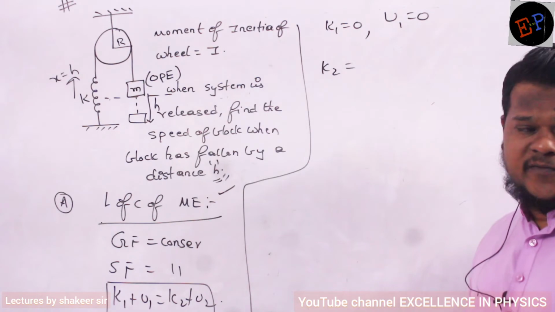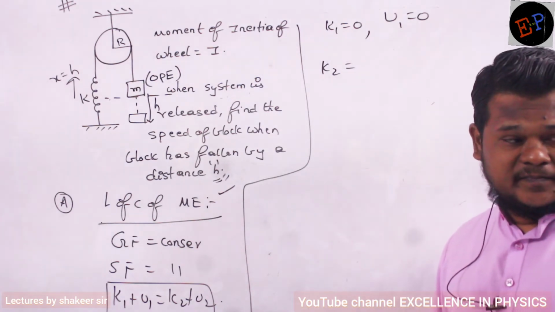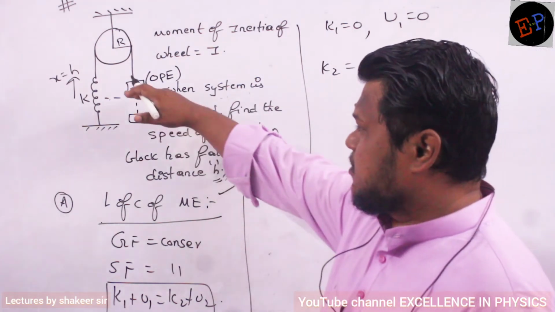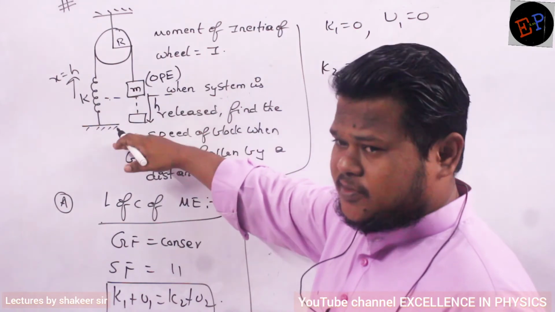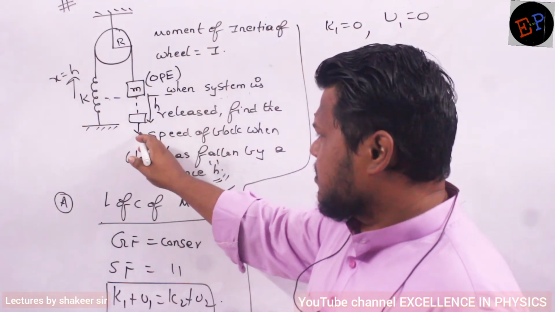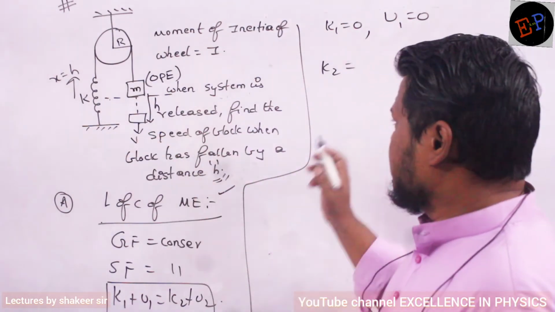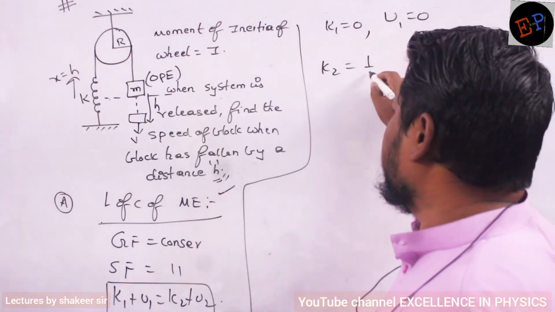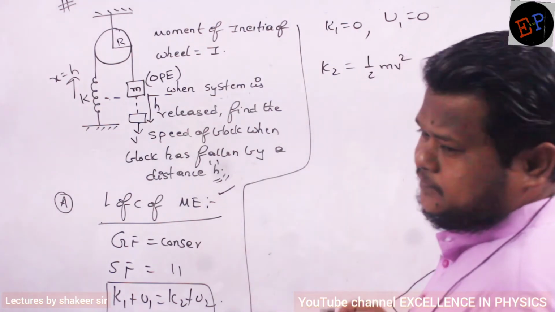Half mv square, for which body? For this mass. When this mass reaches a distance of h, it will be having a velocity of v. Clear, no? So therefore its kinetic energy will be half mv square. Completed.